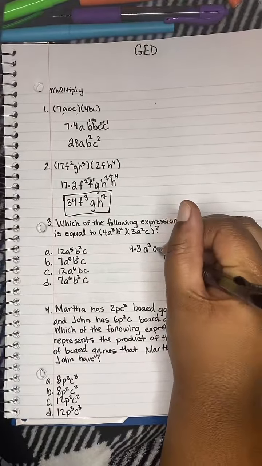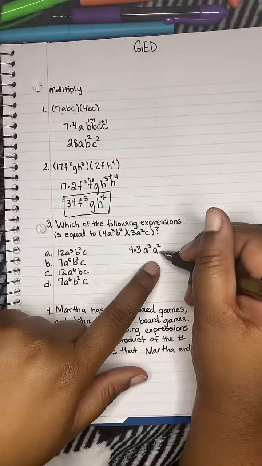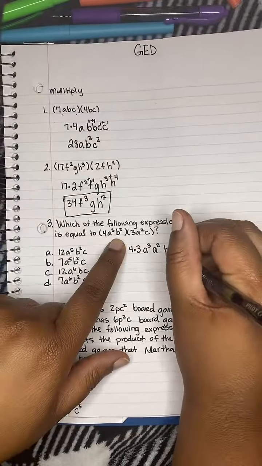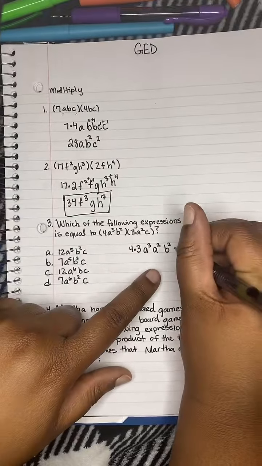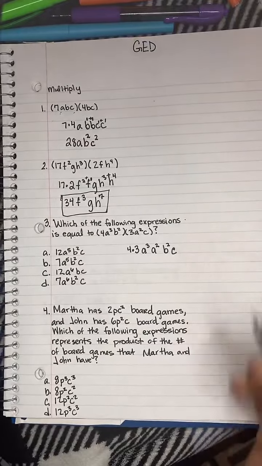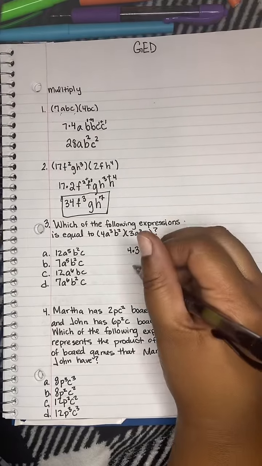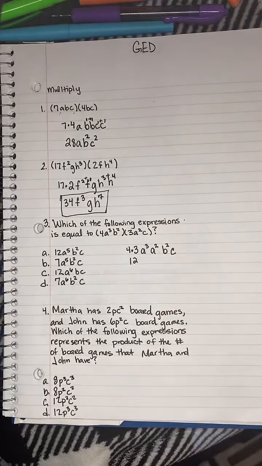Okay. So 17 times 2 is 34. And then remember, there's an imaginary 1 up here, so we add the exponents. So F is 2 plus 1, which gives us 3. We have a single G. And then we have H. Add those exponents: 3 plus 4 gives us 7. And this is our beautiful answer.